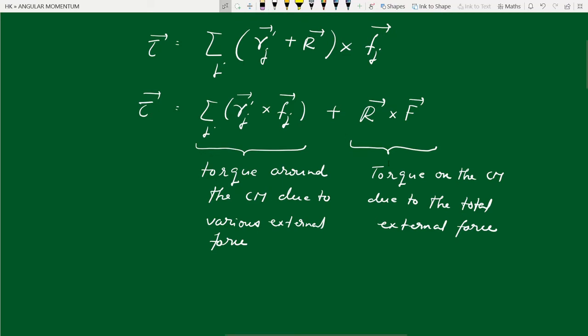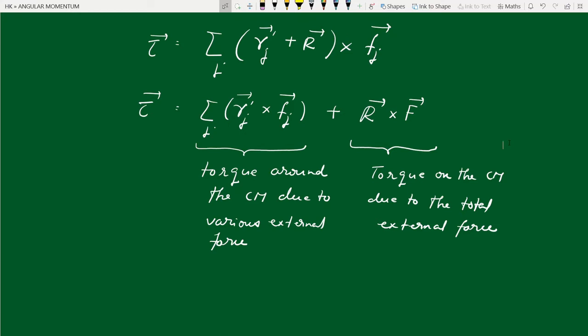So this second term gives the torque on the center of mass due to the total external force, and the first term gives the torque of the rigid body about the center of mass. So the total torque acting on the body about the inertial coordinate system we express in terms of torque about the center of mass and torque on the center of mass.